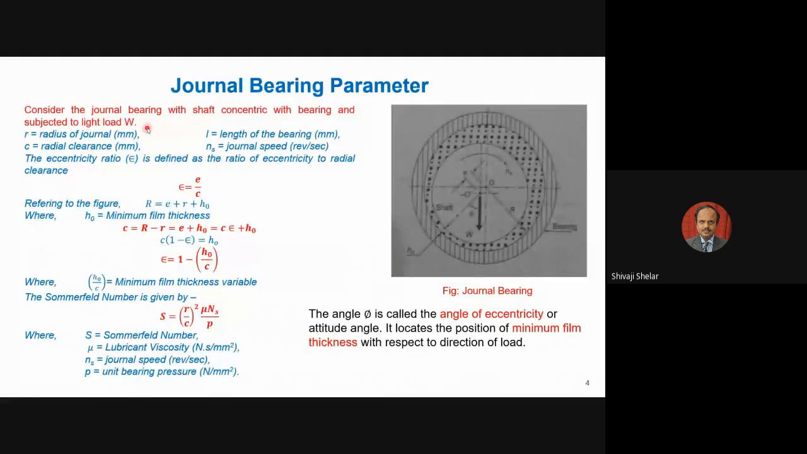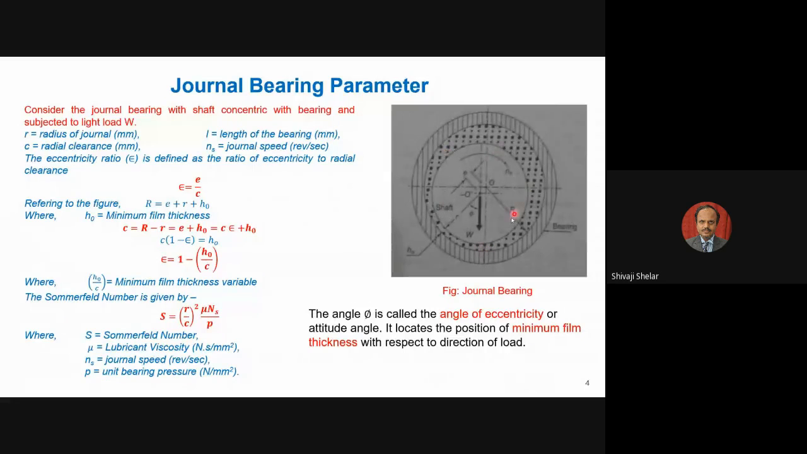So let's consider a journal bearing with shaft concentric with the bearing and subjected to a light load of W. So we are considering this is your bearing surface. This is your journal or shaft surface. Now initially this will be at the center and it is resting at the bottom. So when this shaft is not rotating, we have seen in a hydrodynamic bearing, it will be resting at the center point. This O dash will be somewhere here, and this surface will be touching exactly at this bottom point here.